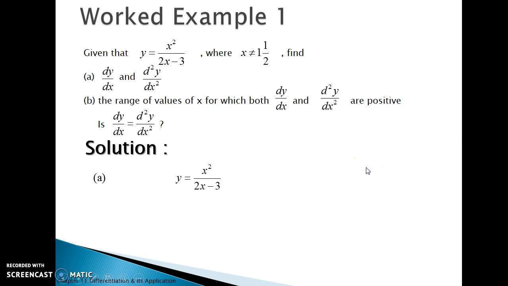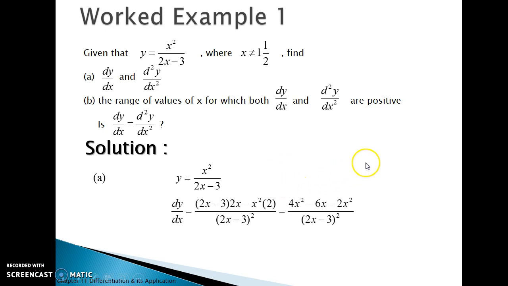Okay, the y function is in quotient, so please use the quotient rule. So remember the quotient rule. All right, take note of the negative sign here. So this is the answer for your dy dx.